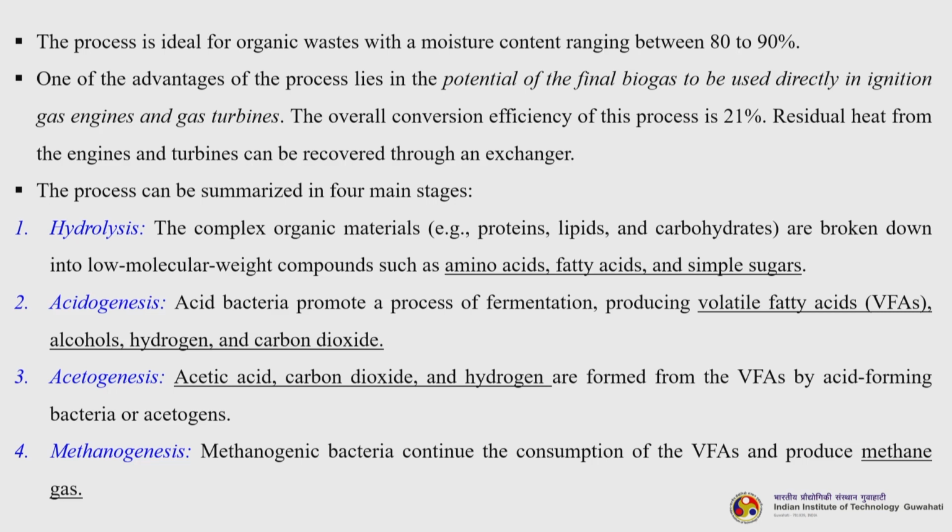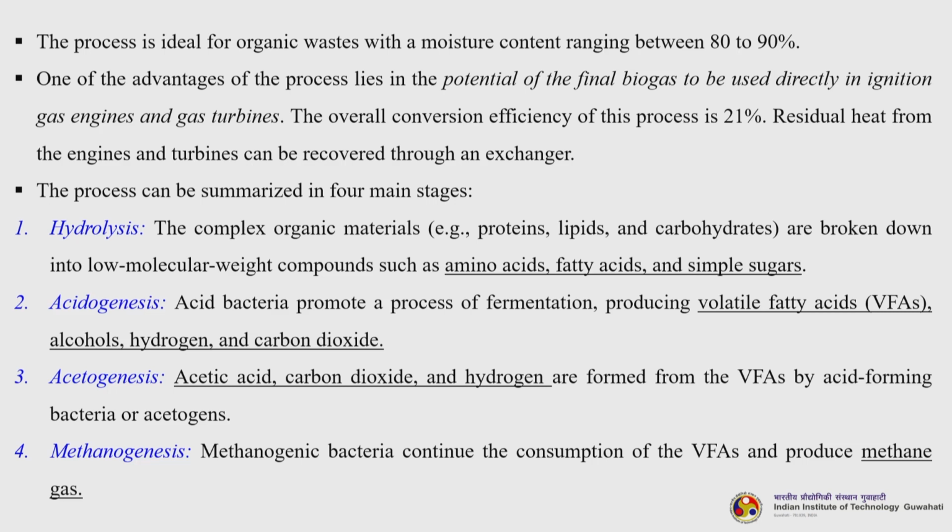Now, the process can be summarized in 4 main stages. First is hydrolysis. In hydrolysis, the complex organic materials, for example proteins, lipids and carbohydrates, are broken down into low molecular weight compounds such as amino acids, fatty acids and simple sugars. Under acidogenesis, the acidic bacteria promote a process of fermentation producing the volatile fatty acids. Apart from volatile fatty acids, alcohols, hydrogen and carbon dioxide also get produced. Then acetogenesis. Here acetic acid, carbon dioxide and hydrogen are formed from the volatile fatty acids by acid forming bacteria, also known as acetogens.